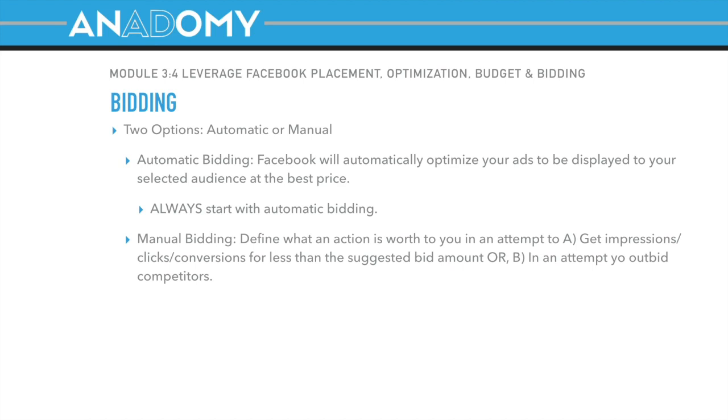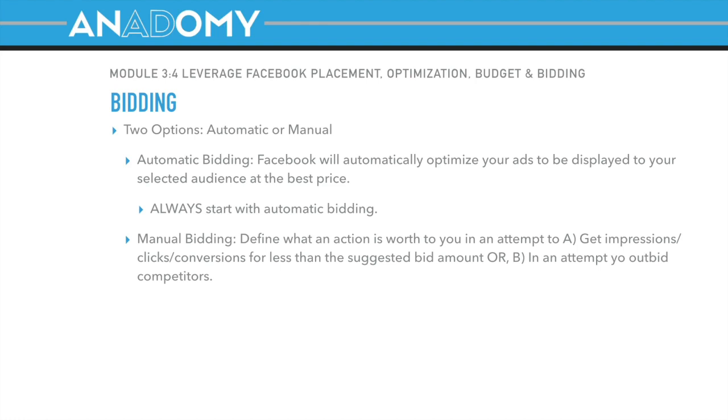The other instance in which you would want to play with manual bidding is if you're attempting to outbid your competitors. If you're in a competitive market space and there's a lot of people trying to hit the same audience with ads, you can basically tell Facebook, I'm willing to spend more than the suggested bid amount in an attempt to outbid your competitors. Now again, I always suggest starting with automatic bidding. Facebook will look at your audience, determine how many people are bidding for those same impressions, and they're going to try to make everybody happy by giving everyone the most action on their ads at the lowest possible price.